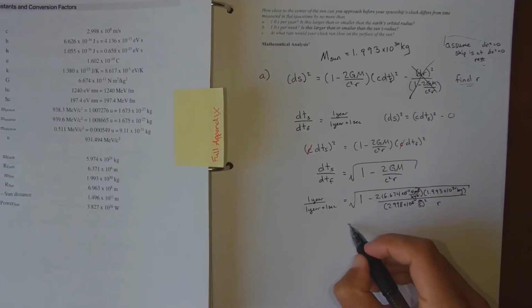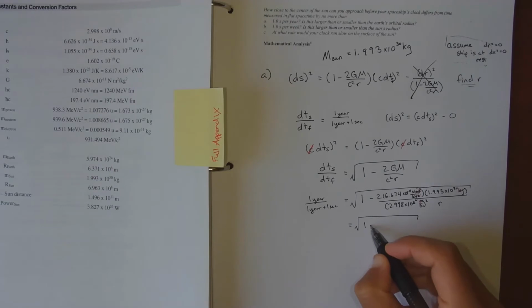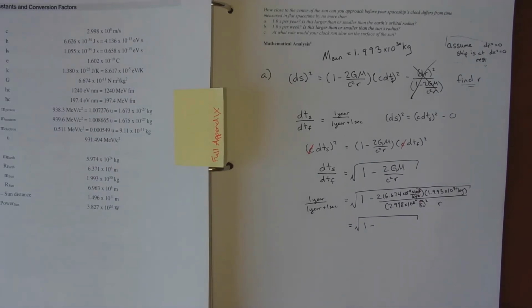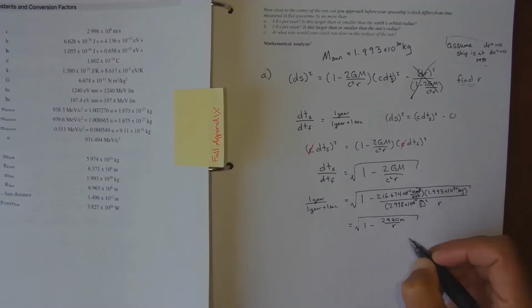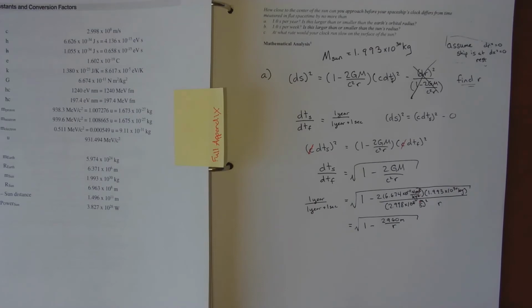So this is square root of 1 minus, this is 2,959.8. Let's just round that to 2,960. So this is 2,960 meters divided by r is equal to 1 year over 1 year plus 1 second.